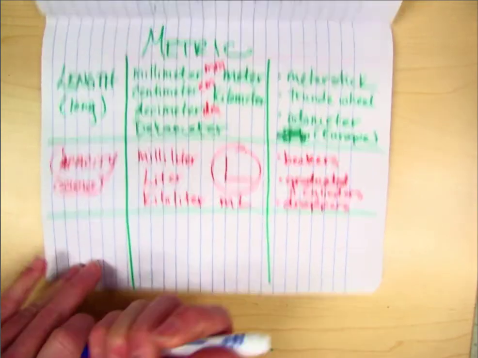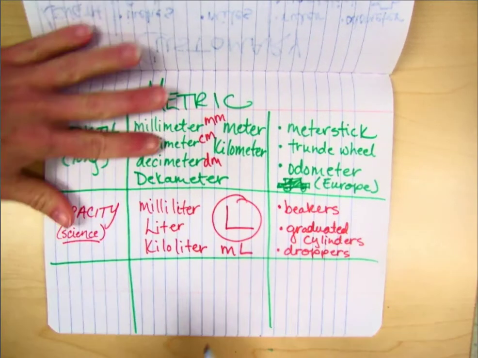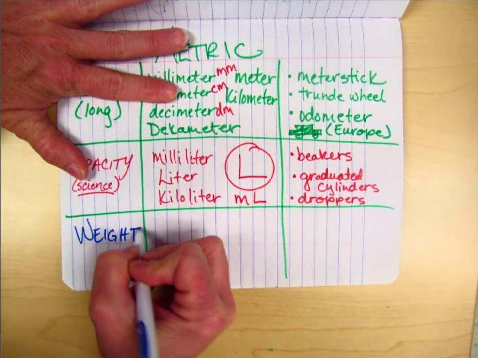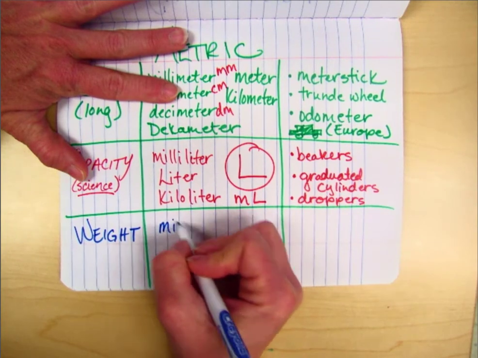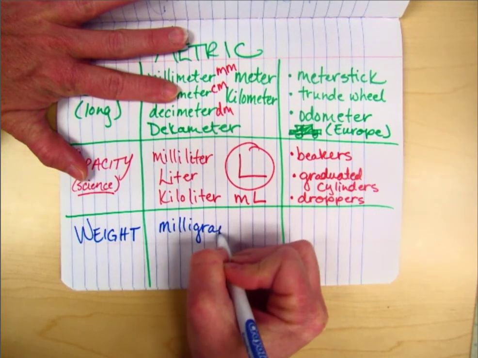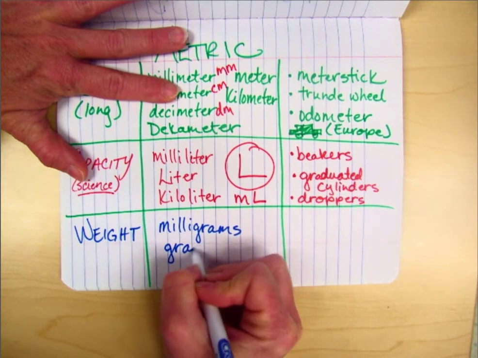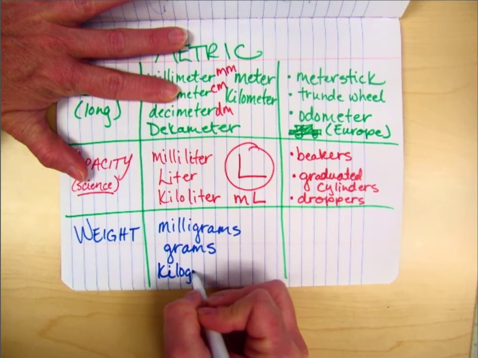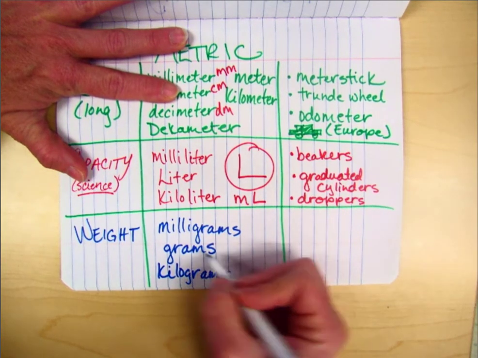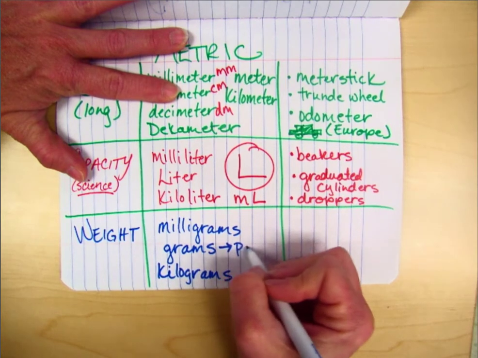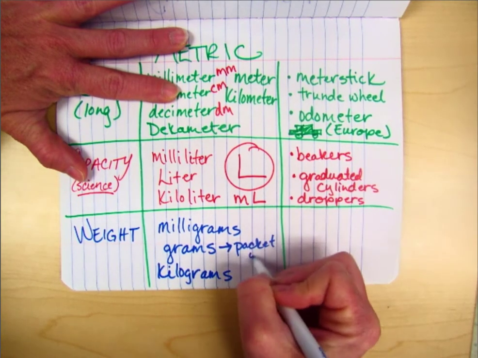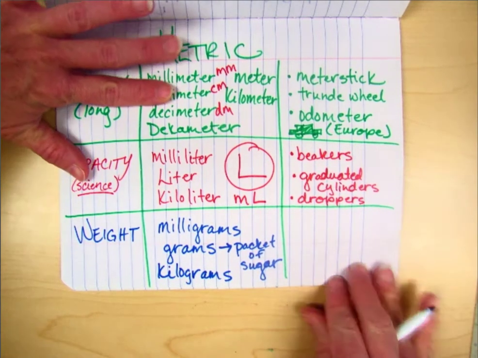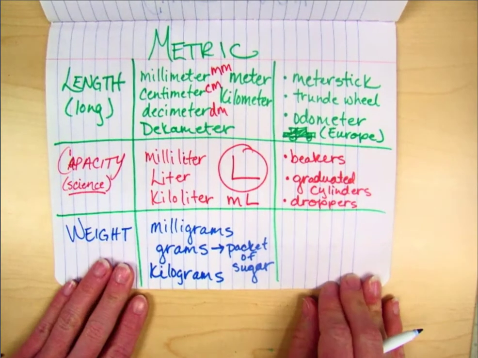Then for weight, we're going to use grams. Milligrams, grams, kilograms, it's a big one. But if you think about what a gram is, think about like a packet of sugar. At a restaurant, a packet of sugar is about 1 gram. So that's about what you're dealing with when you're only using grams.